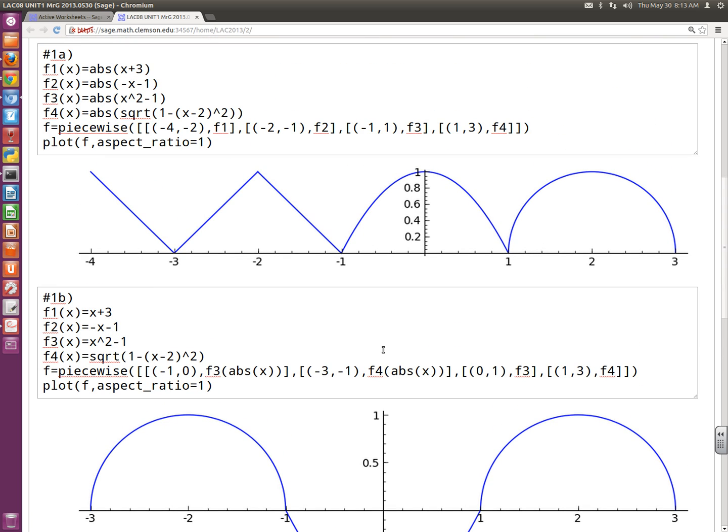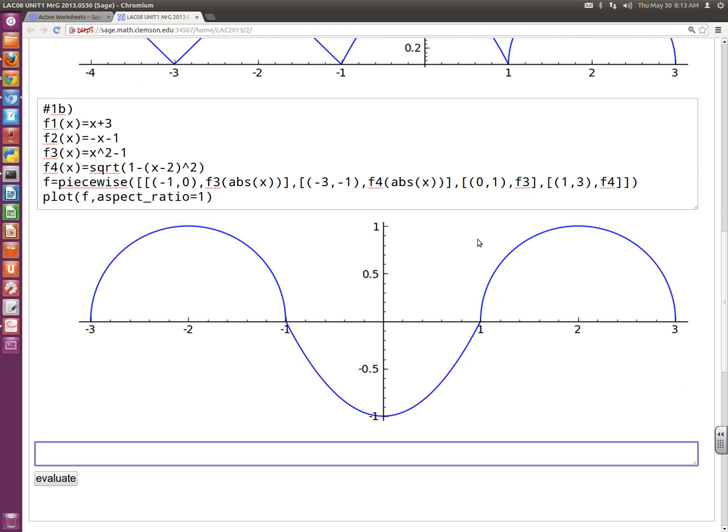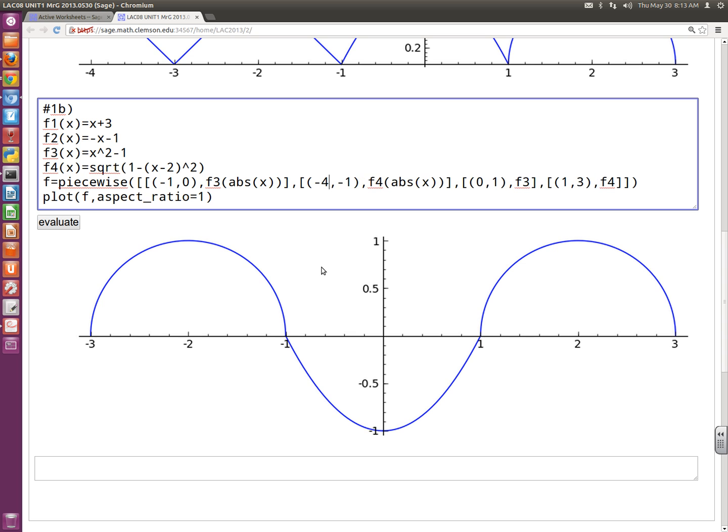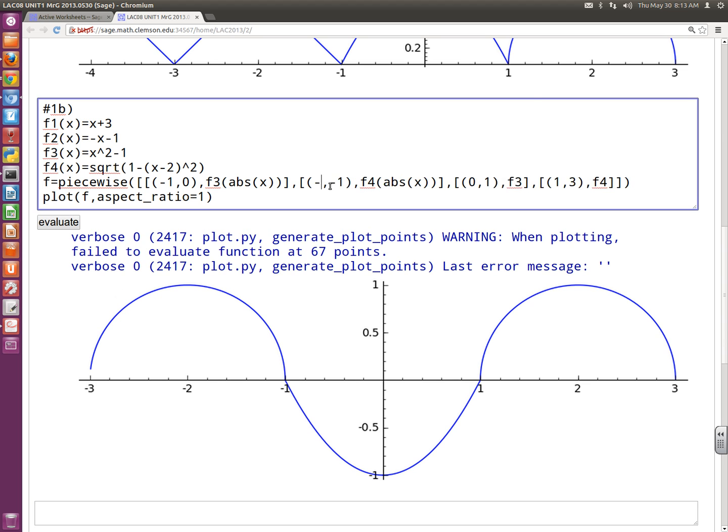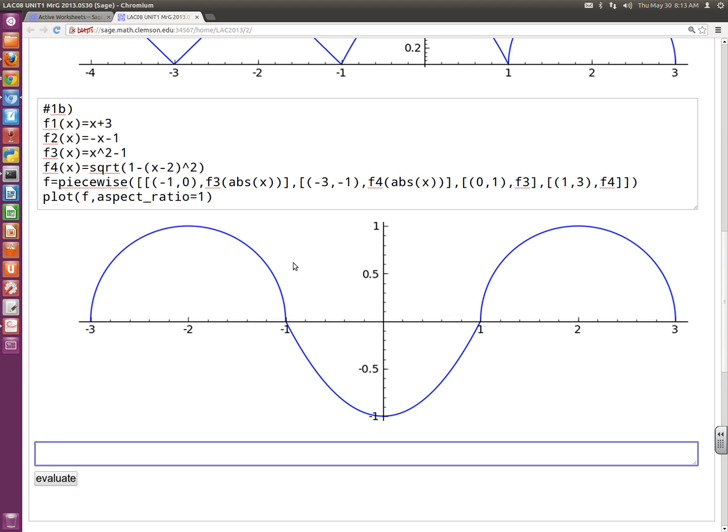Because it's not defined. I'm reflecting this piece from 0 to 3. It's not defined beyond 3. So that's why. I don't think I can even do. Could I possibly do -4? What would happen? See, it's going to give you an error. That's all. It just doesn't exist. All right. Okay. So that's 1b.